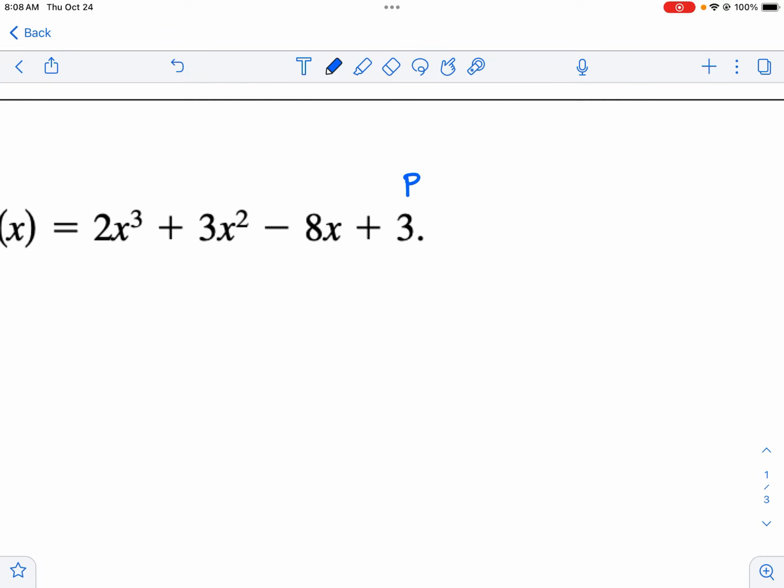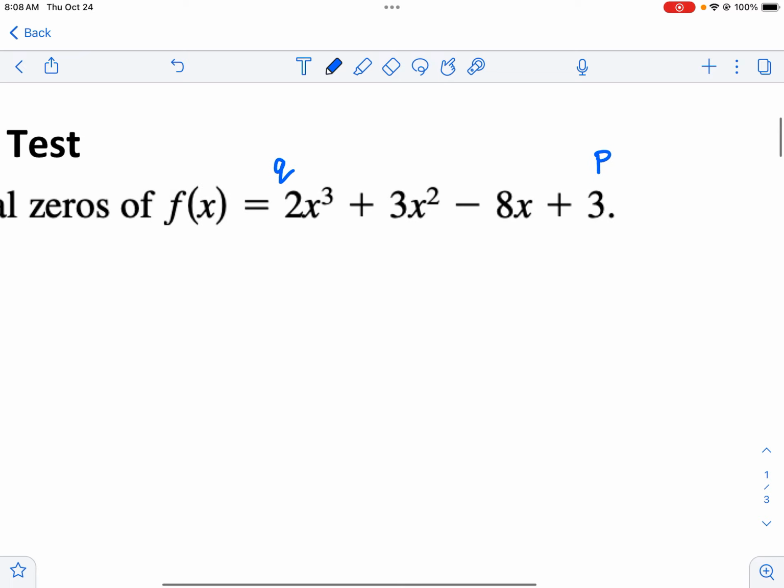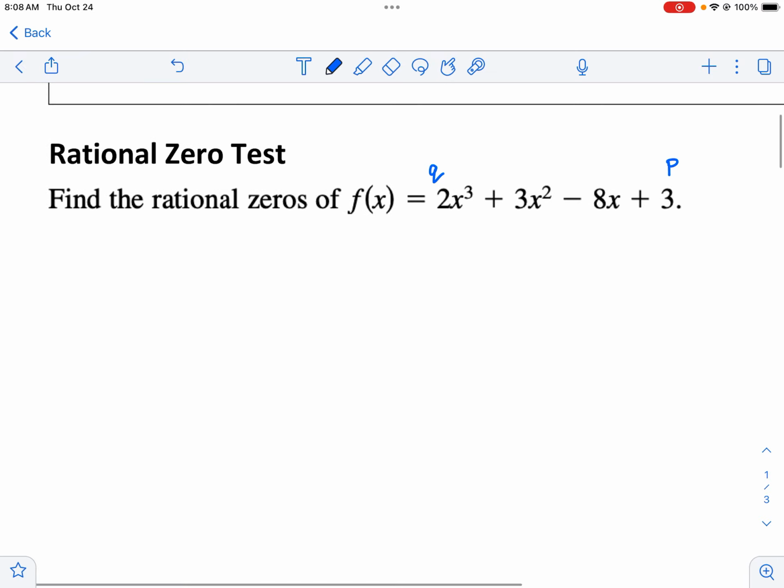So imagine that that's your P and this is your Q. If you list out all the possible factors of P, your factors of P are plus and minus 1, plus and minus 3. These are all the numbers that can multiply to be 3: positive 1 times positive 3, negative 1 times negative 3. And your Q is 2, so all the numbers that multiply to be 2 are plus and minus 1, plus and minus 2.